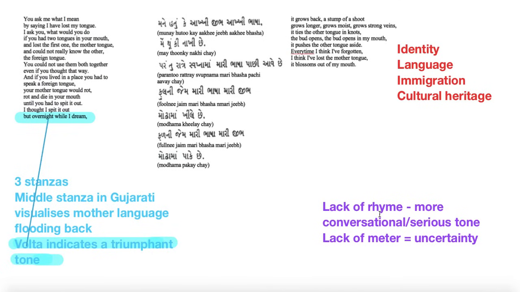And that's what she experiences when she's in this foreign country, concerned that she will one day lose her first language, lose her sense of identity, her cultural heritage. So I would argue that the lack of meter, the lack of consistency in the poem mirrors her feeling of uncertainty. And then for themes, I've written identity, language, immigration and cultural heritage.